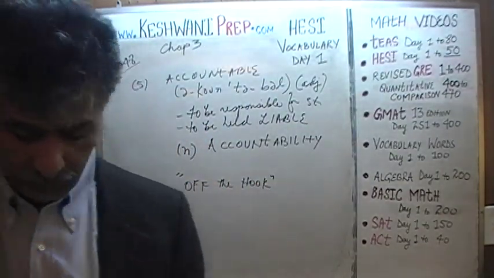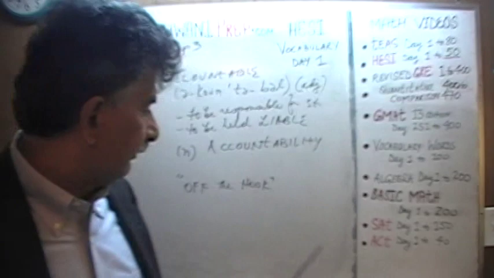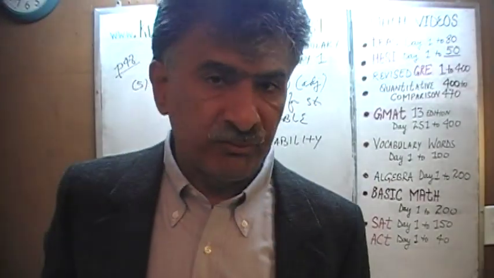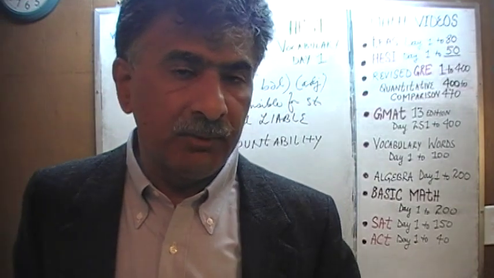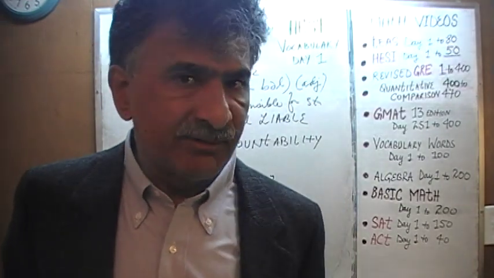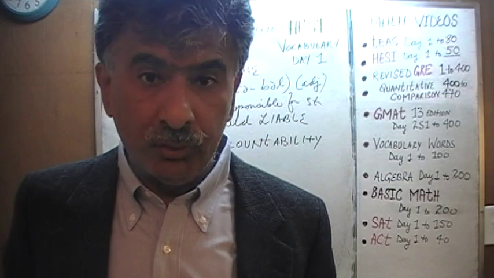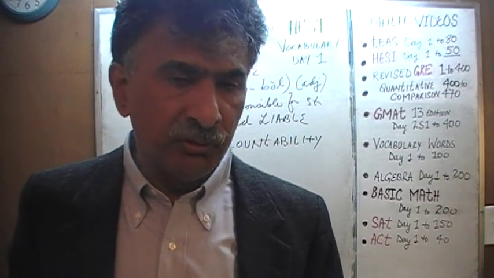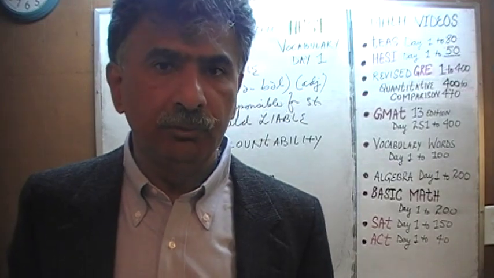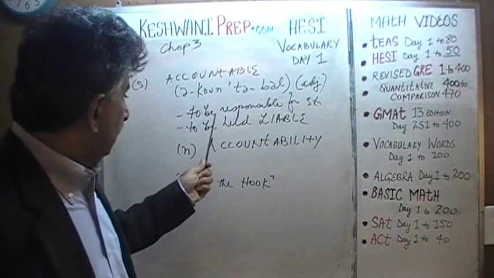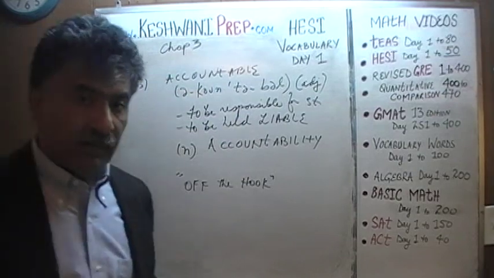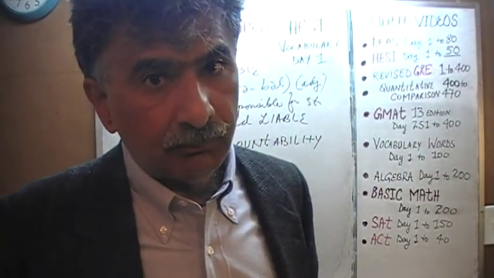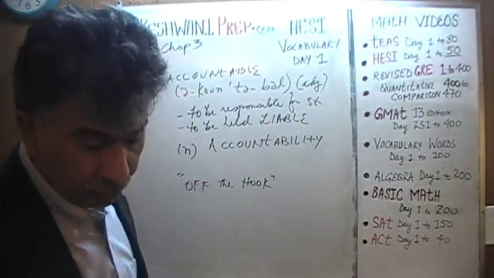Now, if you're off the hook, it's an idiom. To be off the hook means you're not responsible. Well, you were responsible, but I'm not going to hold you accountable. I'm going to let it slide. I'm going to let it go. I know you were the one who broke it, but that's okay. I won't tell anybody. I will cover for you. You're off the hook. You can go. Do you understand? On the other hand, if you're not let off the hook, that means you're being held accountable. You will have to answer for it.